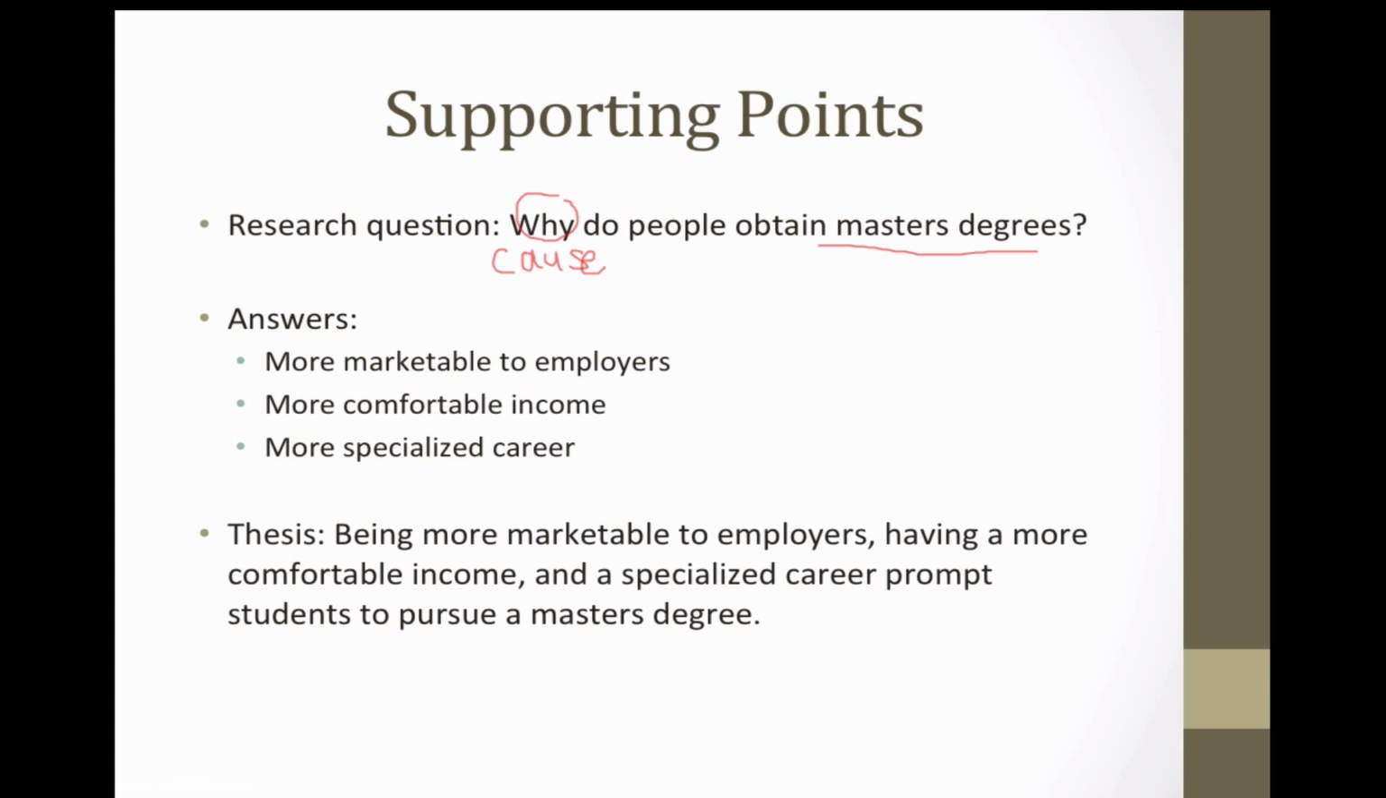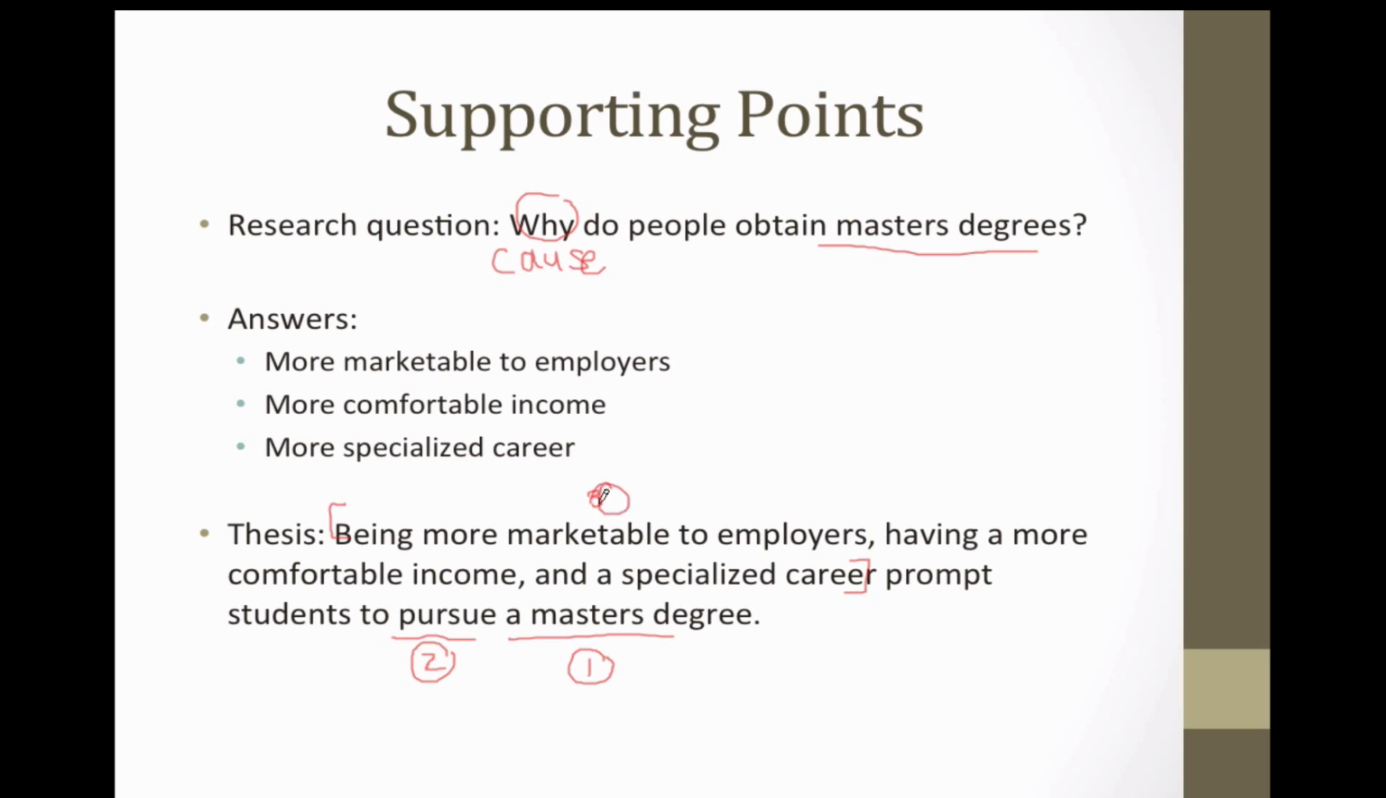And you can see all three parts. And we can even number them so it's easier to see the 3 points. So here we have master's degree is our topic. Pursuing, our cause. What causes a student to pursue a degree? And then here we have our supporting points. 1, 2, and 3.